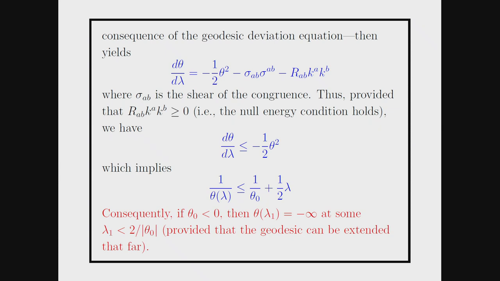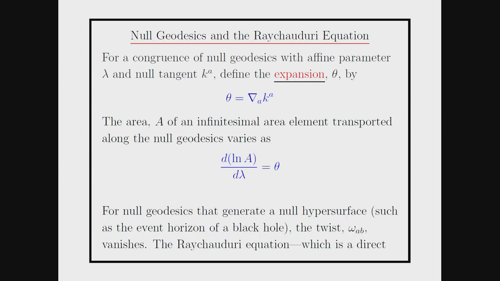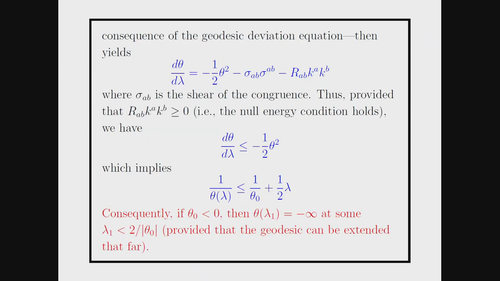There would have been a term if I had the twist in there that would come in with opposite sign and spoil any argument, but we're interested in the case where these are surface forming. So you get this formula. Well, it's really a formula. Well, it's the geodesic deviation equation averaged over the null geodesic surrounding the one that you're following.